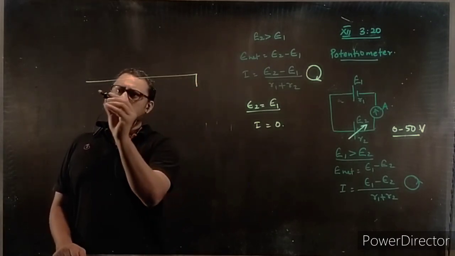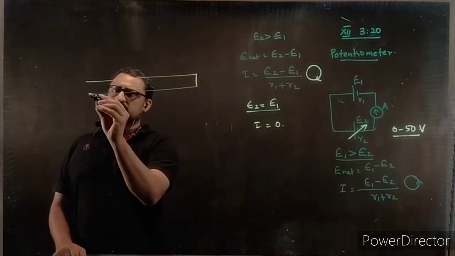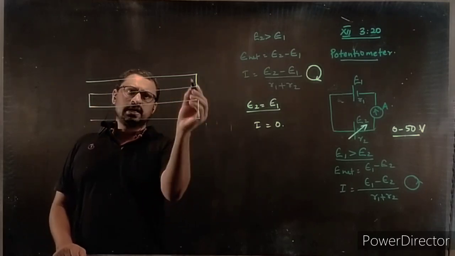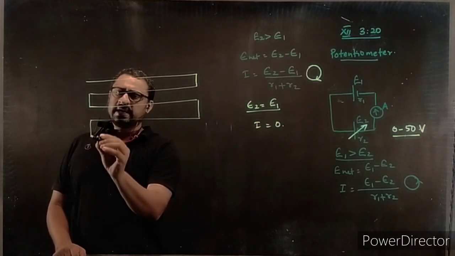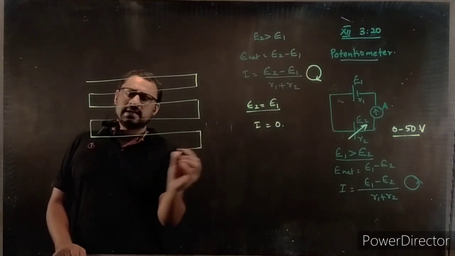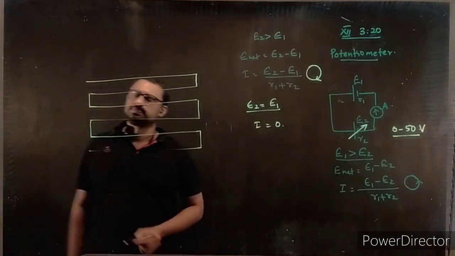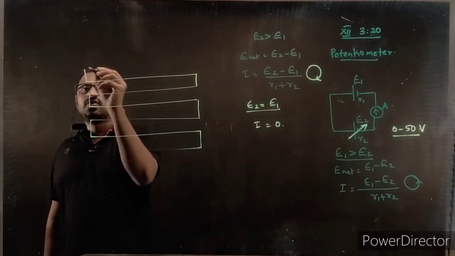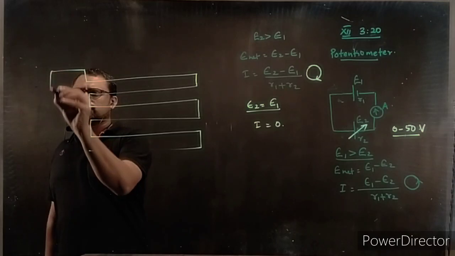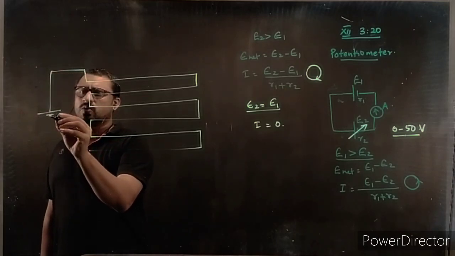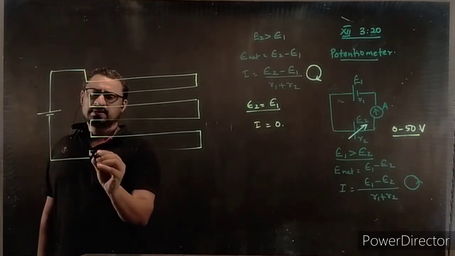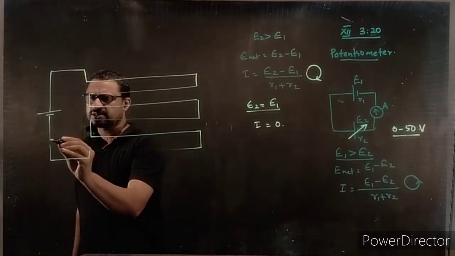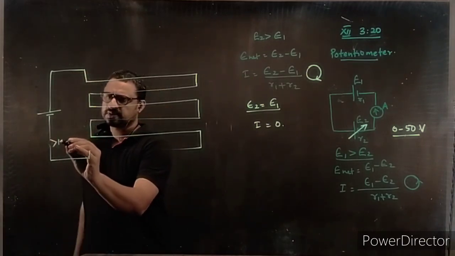For that, let me consider one situation like this. I have a wire, suppose a 10-meter wire: 1 meter, 2 meter, 3 meter, 4 meter, and so on, up to 10 meter. Now make a current flow through this. For this we need a cell. Just connect a cell like this. If you need connection and disconnection, you can take a key. This is a key.